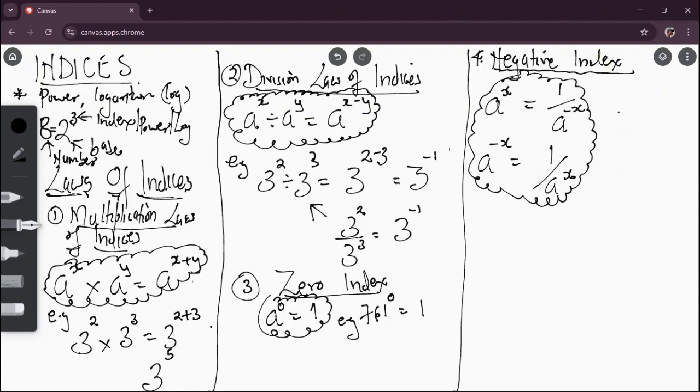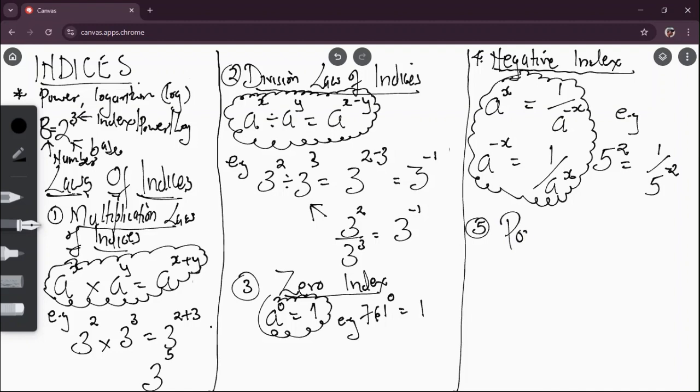I think I can have an example of a negative index, and I can pick a number. If I write 5 power 2, if I want to write it as a negative index, this can be the same as 1 over 5. The power here was positive, so if I change that, it will be negative 2 like that. So that is law number 4. Law number 5 is the power of powers.